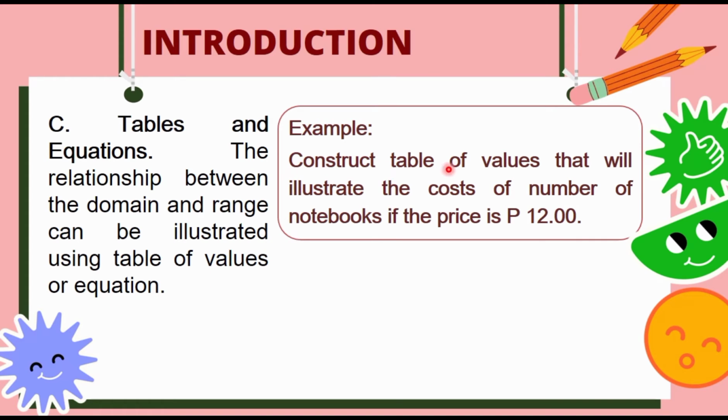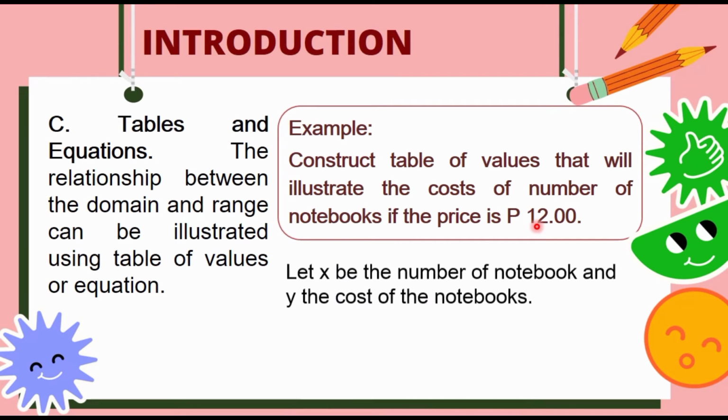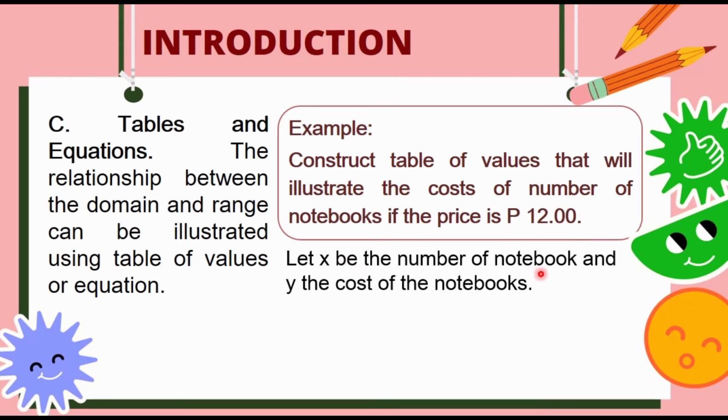Construct table of values that will illustrate the cost of number of notebooks if the price is 12 pesos. So meaning to say, each notebook costs 12 pesos. So the first thing that we need to do is to have a representation. So we should write let X be the number of notebook and Y is the cost of the notebooks. So meaning to say, Y is dependent on the number of notebooks. Kasi yung presyo natin or the total cost will be our dependent variable. Dumidepende siya kung ilan ba yung ating notebooks because each notebook costs 12 pesos.